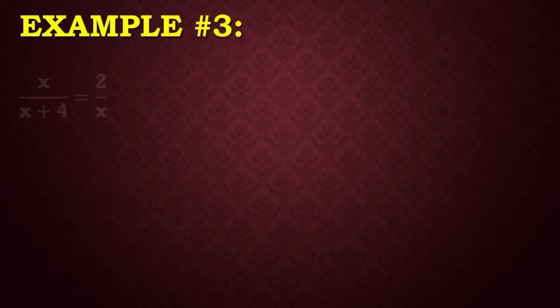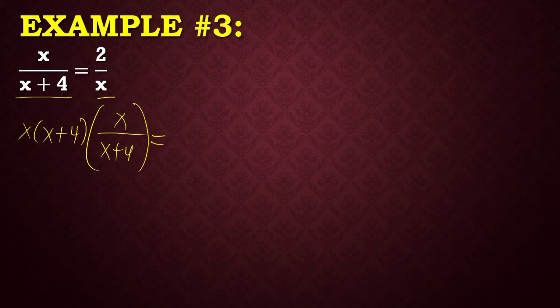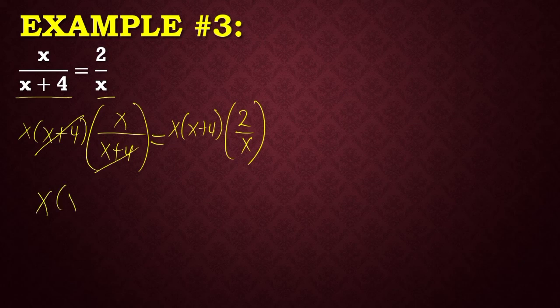Next, example number 3, x over x plus 4 is equal to 2 over x. So, ang mangyayari dito, yung LCD niya, x plus 4 tsaka x. So, since magkaiba naman talaga sila, yun na mismo yung LCD. So, multiply natin sa bawat terms ng equation, x times x plus 4 times x over x plus 4 is equal to x times x plus 4 times 2 over x. Now, pwede natin i-cancel lang x plus 4 tsaka x plus 4. Matitira na lang x times x is equal to, sa kabila naman, yung x ang makakancel, x tsaka x. Ang matitira na lang is 2 times x plus 4.